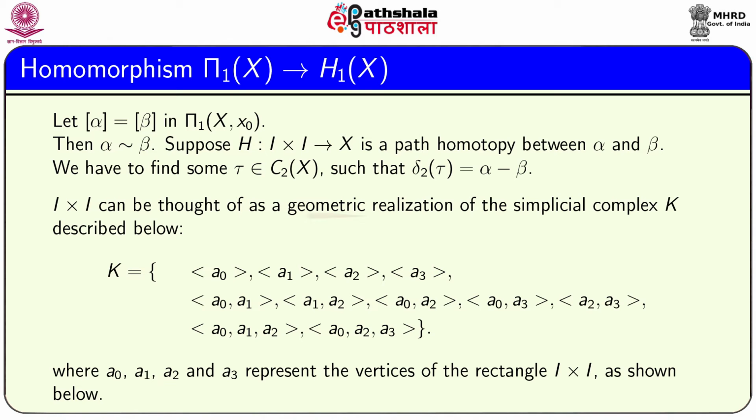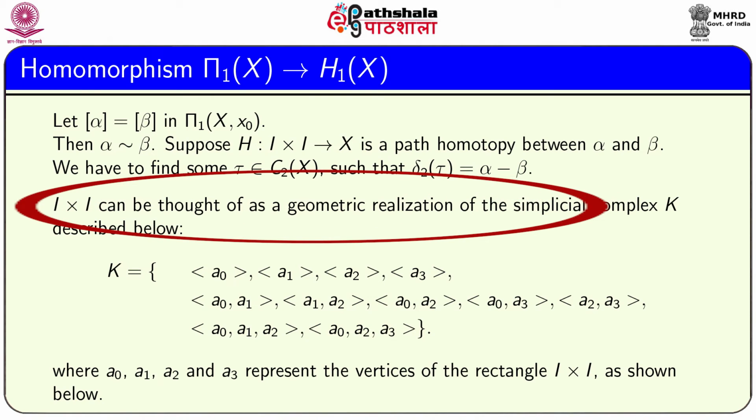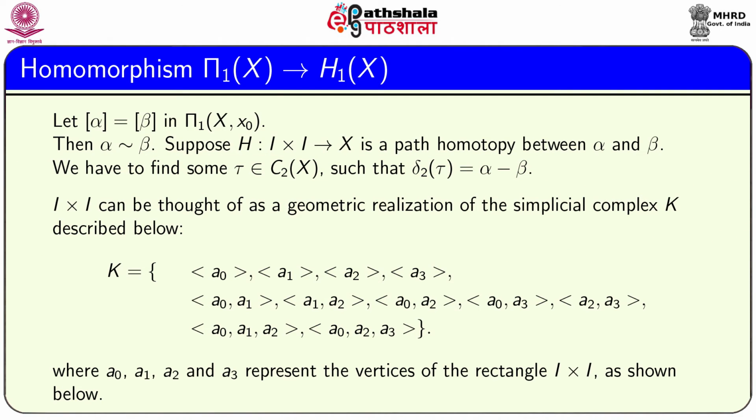Now, I cross I is a rectangle. We can think of that rectangle as the geometric realization of a simplicial complex K described here, having the vertices as A0, A1, A2, A3, the one simplexes as A0A1, A1A2, A0A2, A0A3, A2A3, and the two simplexes as A0A1A2 and A0A2A3.